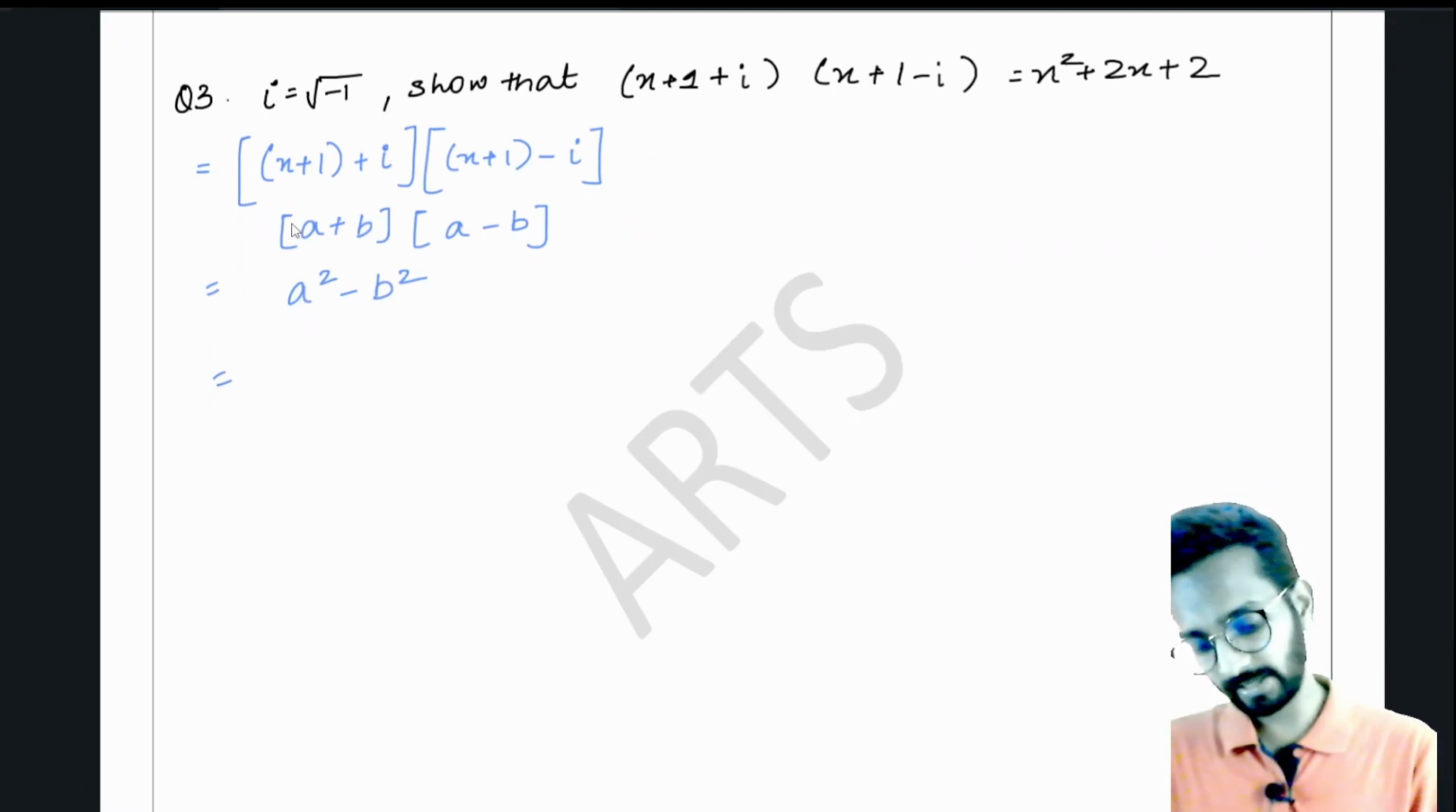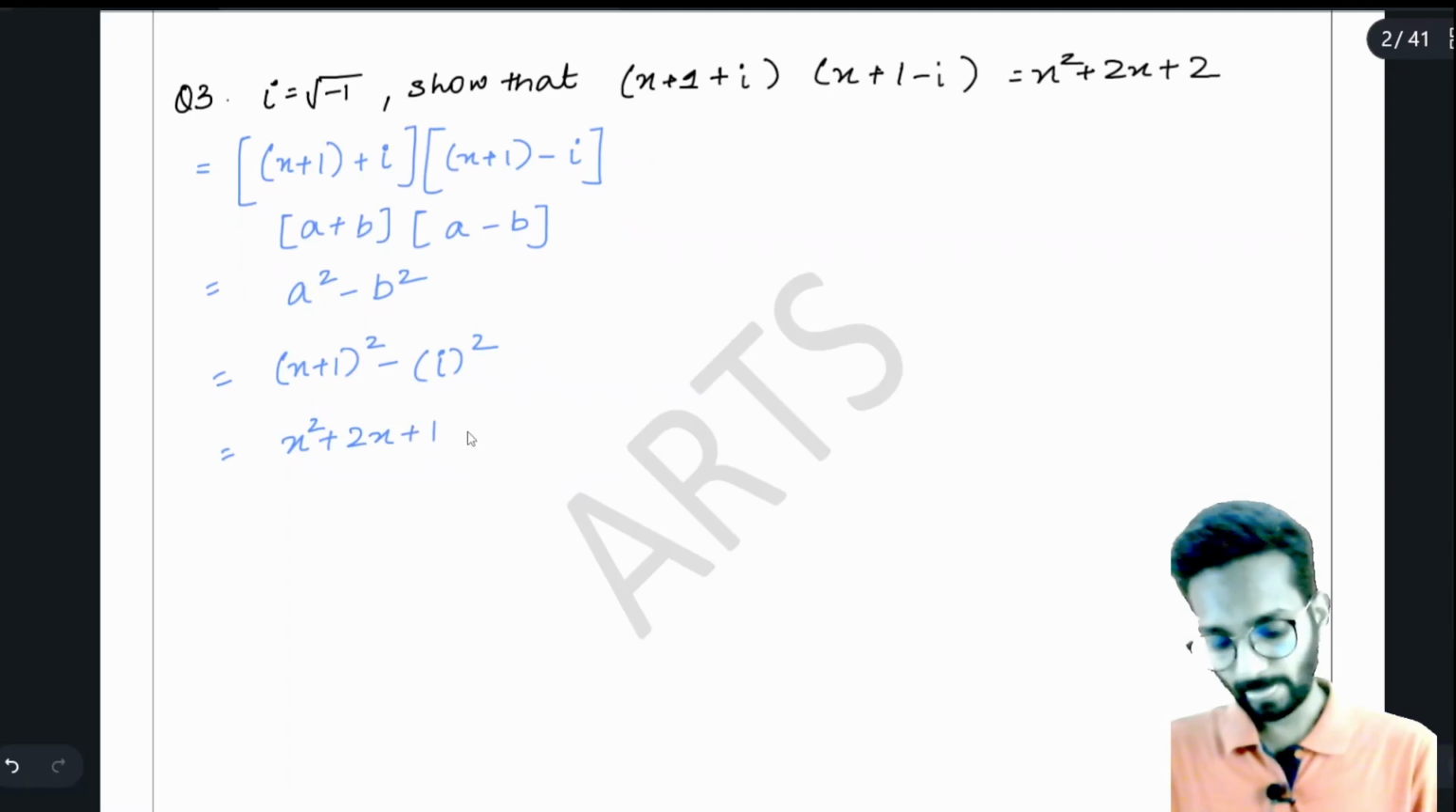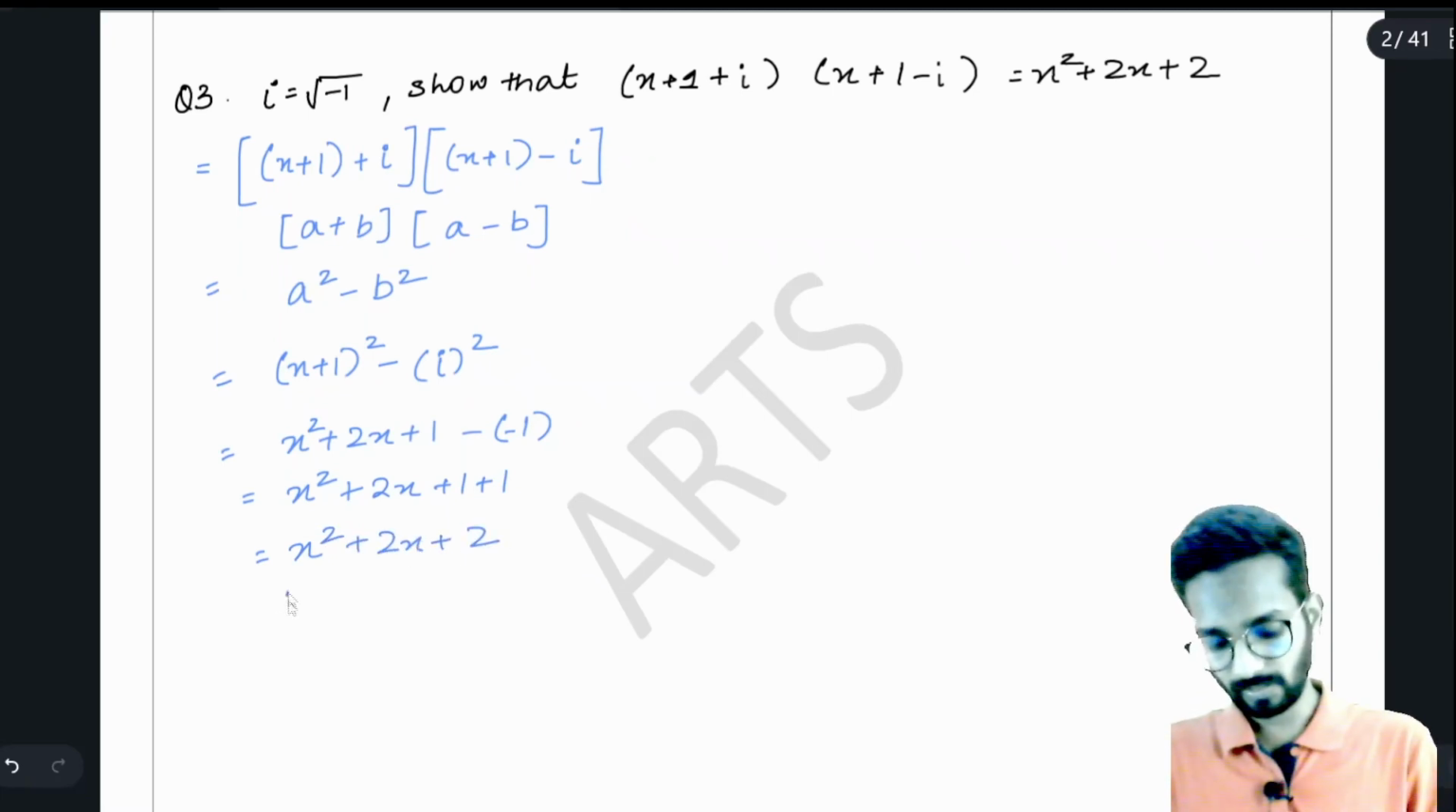What is a here? x plus 1. So you can write here x plus 1 whole square minus b is i whole square. If we expand x plus 1 whole square, x square plus 2x plus 1. Now minus i square is negative 1, so you can write here x square plus 2x plus 1 plus 1, that is x square plus 2x plus 2. Therefore, hence proved. Very simple.